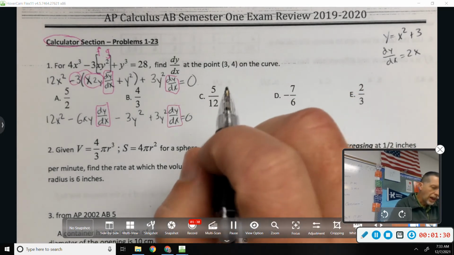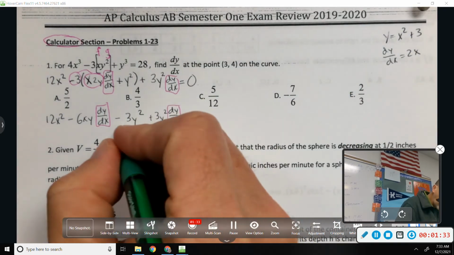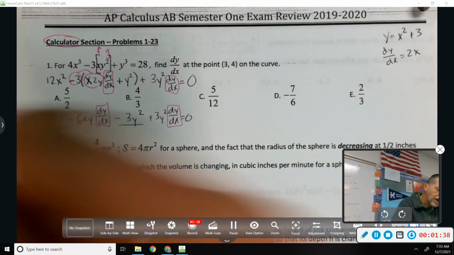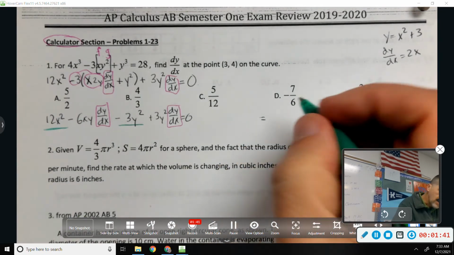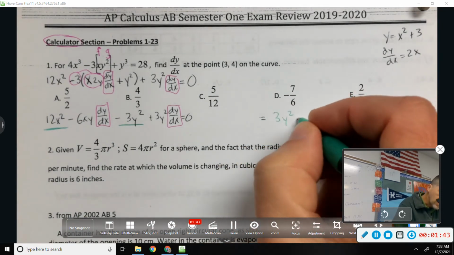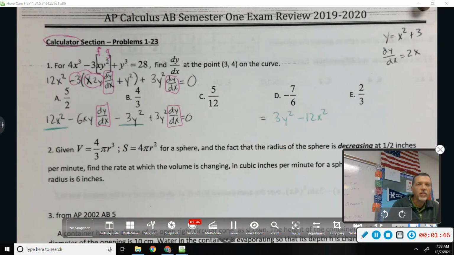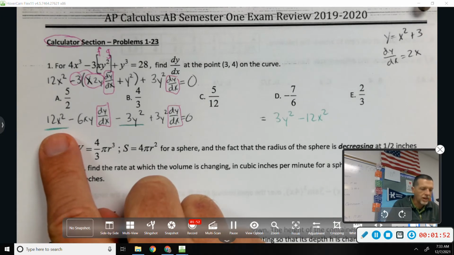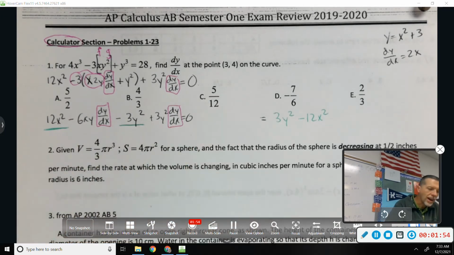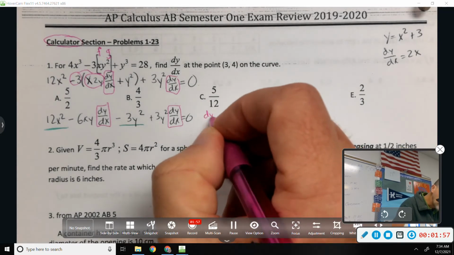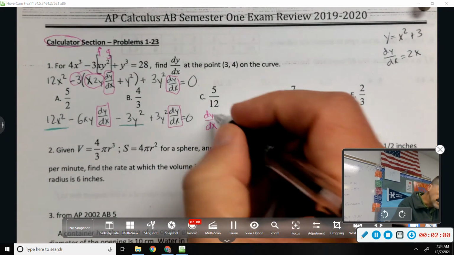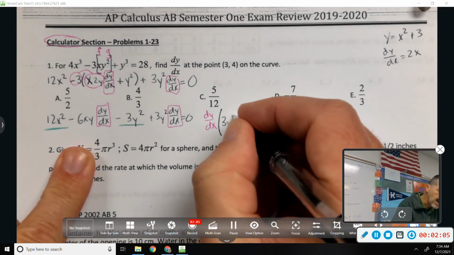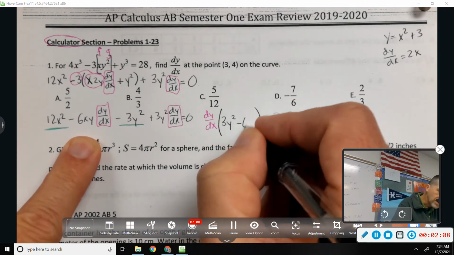So I'm trying to save space and time here. I'm going to move those two things to the other side. So I'm going to have 3y squared minus 12x squared if I move those over. If I add 3y squared to the other side, I'll subtract 12x squared to the other side. And then I want to factor out dy dx from what's left. I'm also going to rearrange the order so I put the positive one first, just because it looks better. 3y squared minus 6xy.